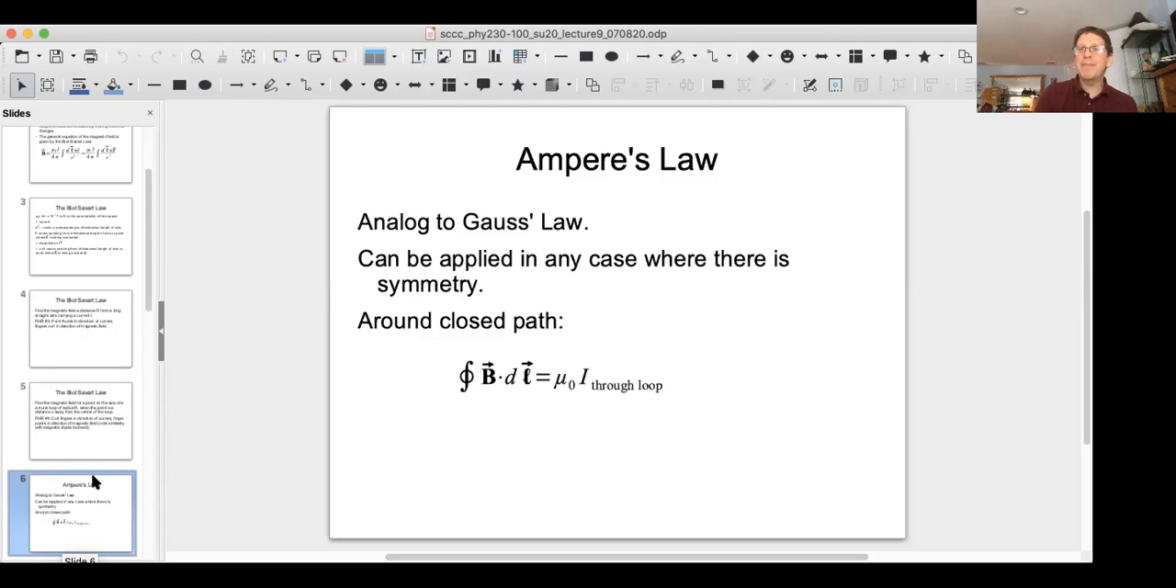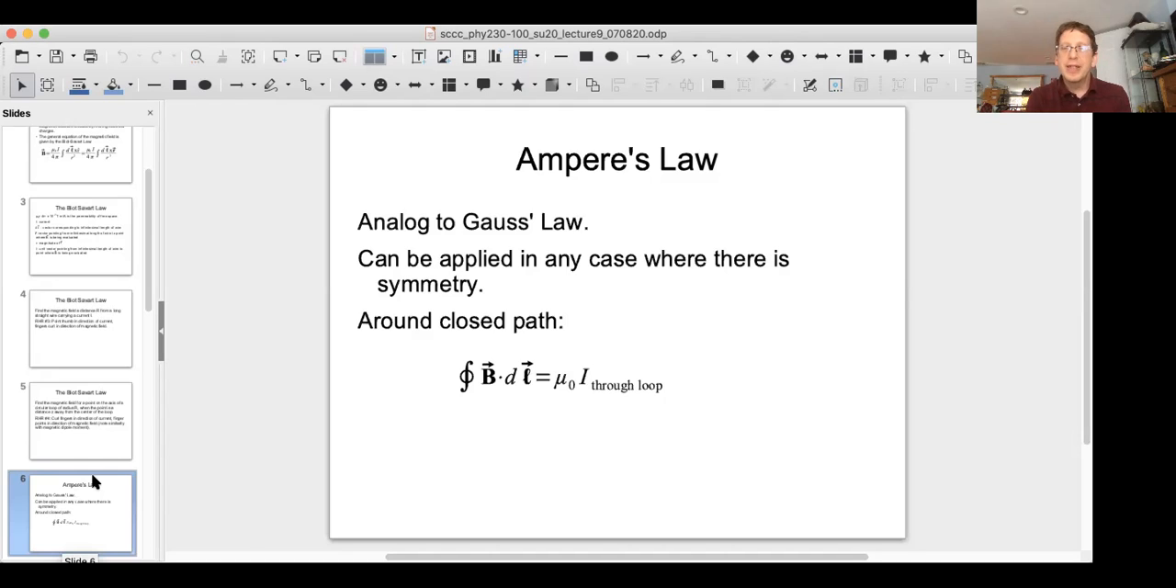That brings us to Ampere's law. Much like Gauss's law is a direct consequence of Coulomb's law, Ampere's law is a direct consequence of the Biot-Savart law, but it can be used to turn complicated integral problems into simple algebra problems. The most obvious example being the long straight wire that we've talked about.